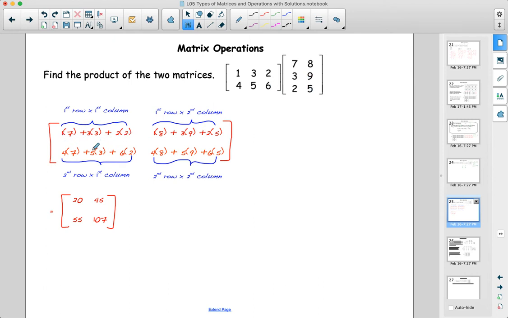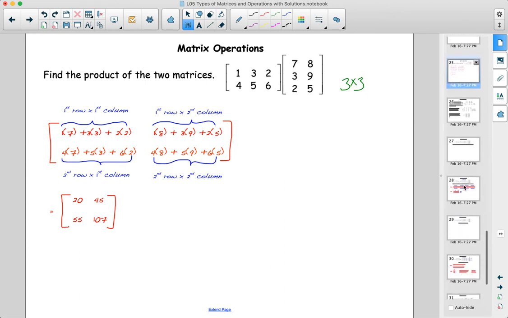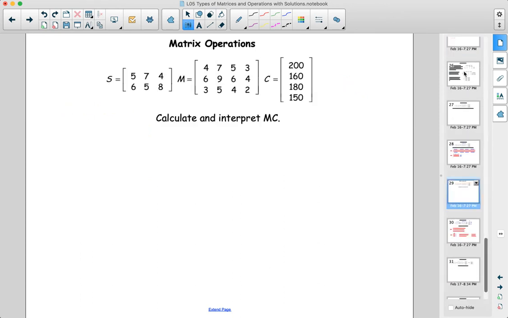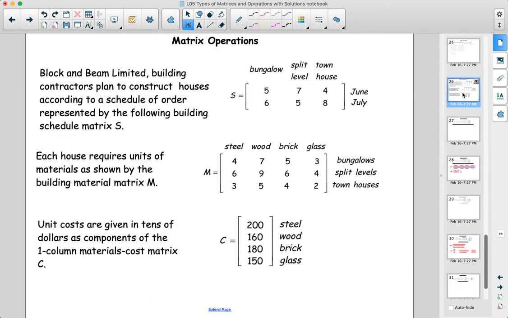Punching that into your calculator and working it out, you get this matrix, 20, 45, 55, 107. Notice we got a 2 by 2 matrix. And again, if you multiply them in the opposite order, you would get a 3 by 3 matrix. I leave it up to you to explore that one. All right, we'll just do some more practice with matrix multiplication in context, looking at an example.